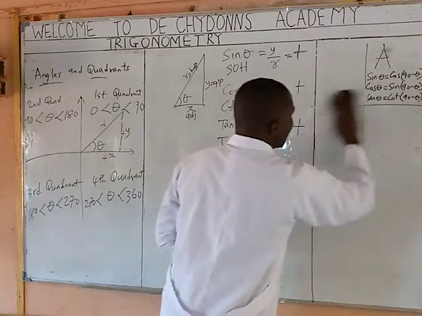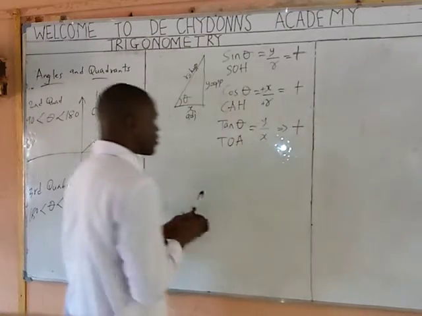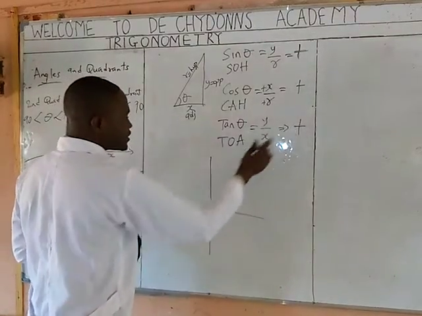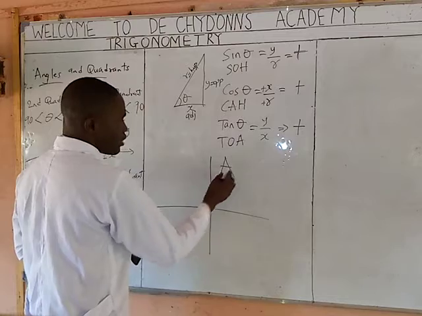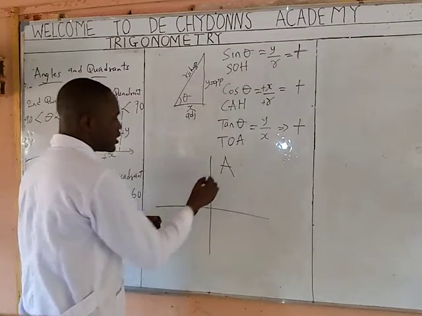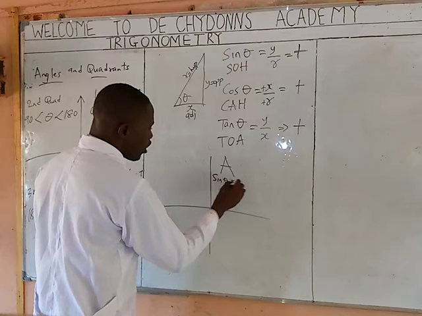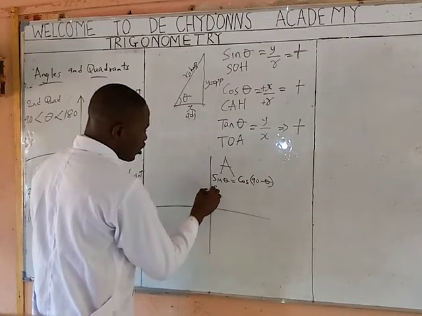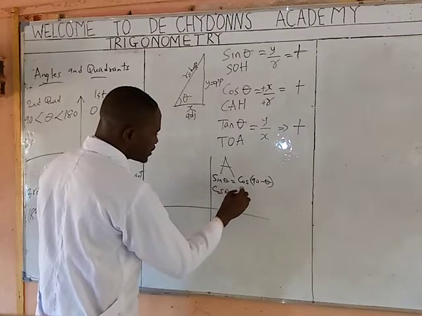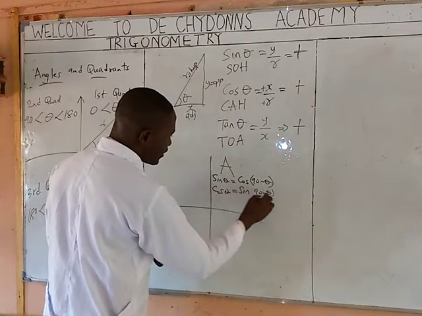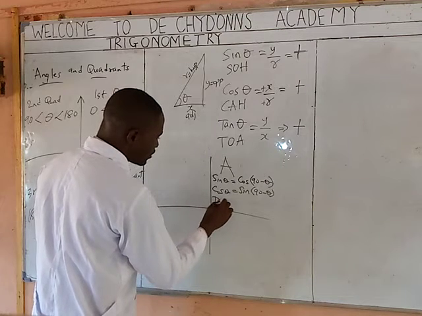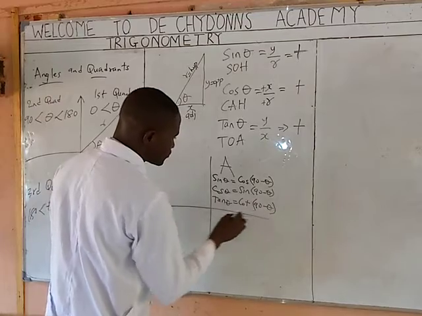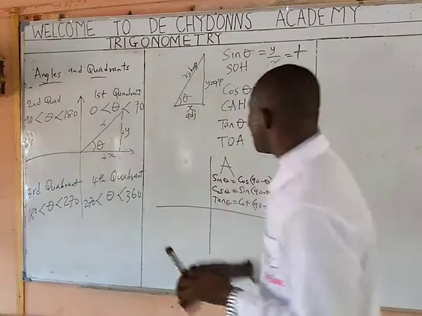Okay? Let's write it so that we can see it very well. Since everything is positive, we say all are positive in the first quadrant. That means sin theta equals cos of 90 minus theta. Then cos theta equals sin of 90 minus theta. And tan theta equals cot of 90 minus theta. Then we say we are through with the first quadrant.